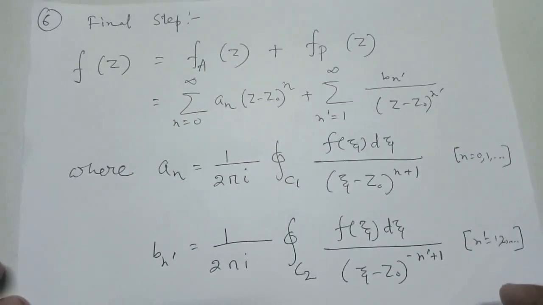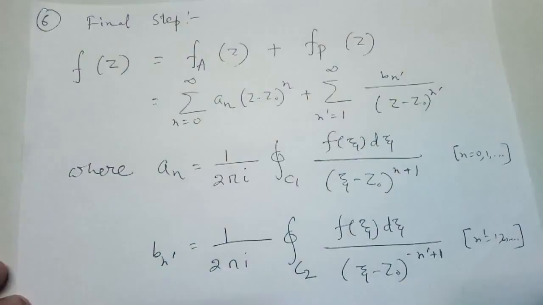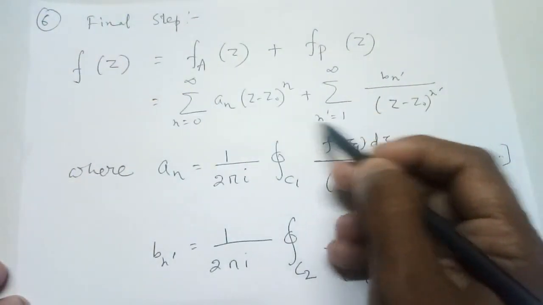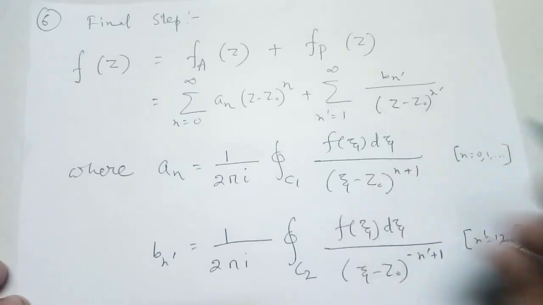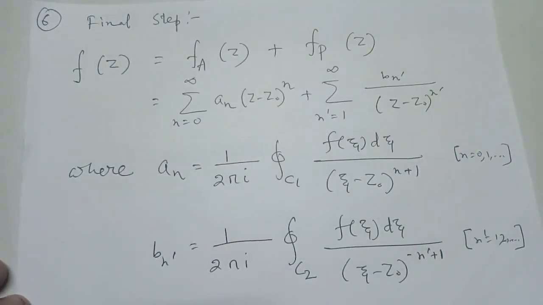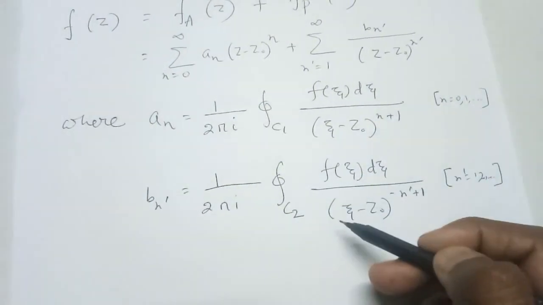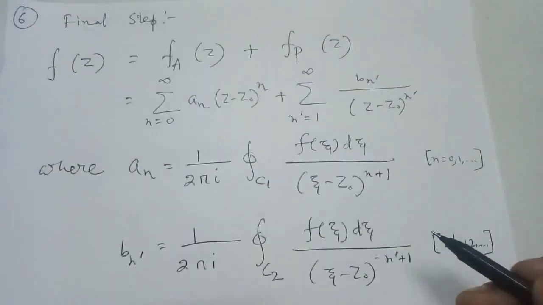Now the final step is to assemble these two results, and we will get the Laurent expansion of the function f(z) given by this relation, which is our target to prove, where an is given by this relation and bn prime is given by this relation.